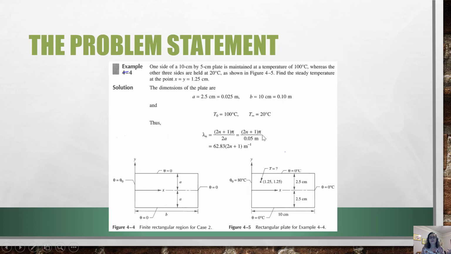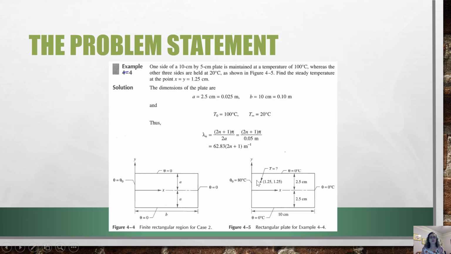And then they show you how the A is measured, the 10 centimeters by 5 centimeters. They've moved it to the units of meters. And they want to know what the steady state temperature is at the point x and y equals 1.25 centimeters. So right here at this location.